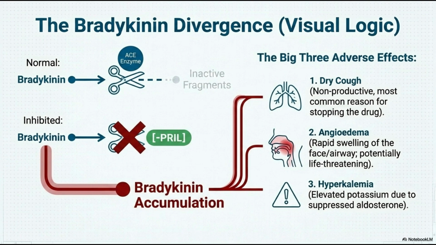Adverse effects: the visual shows bradykinin leaking into three pathways. Dry cough, the most common reason for discontinuation; angioedema, a life-threatening rapid swelling of the face and airway; and hyperkalemia. Because we have suppressed aldosterone, the kidney no longer exchanges potassium for sodium, leading to elevated serum potassium levels.